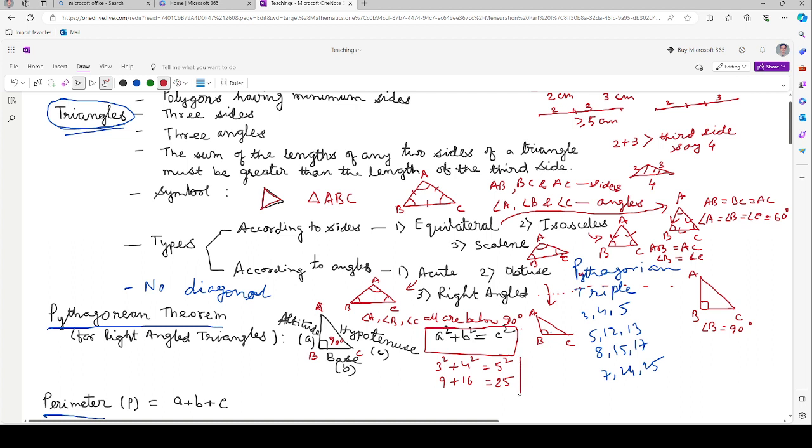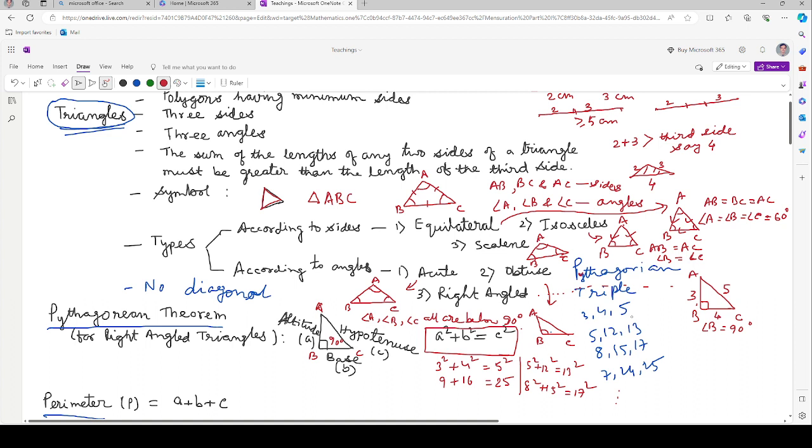Similarly, if we check 5 square plus 12 square, then we will get 13 square. Similarly, 8 square plus 15 square equals 17 square, and so on. These are the Pythagorean triples. This is very useful to find the sides of a right angle triangle, like this way. If one side is 3 centimeter, then the other two sides will be 4 and 5, according to the Pythagorean triple.